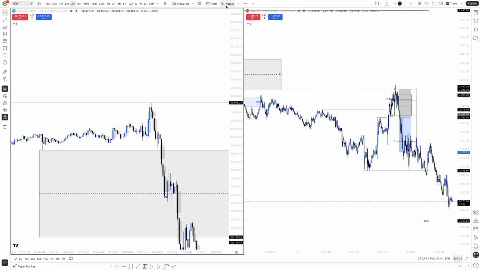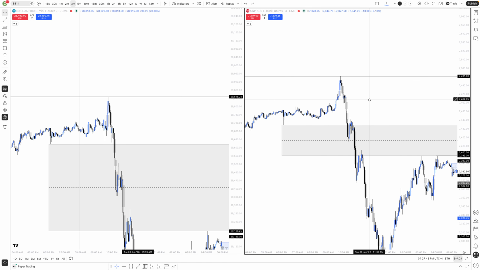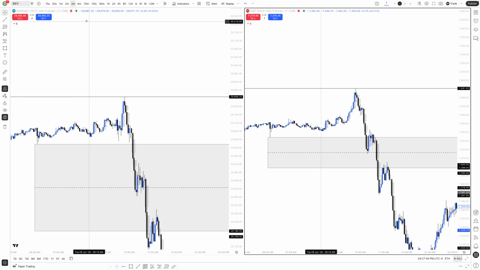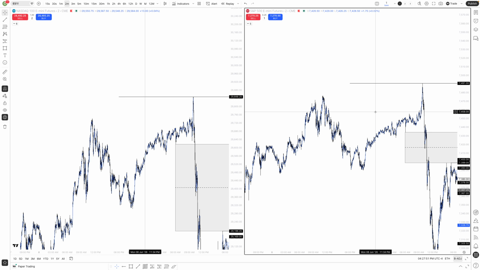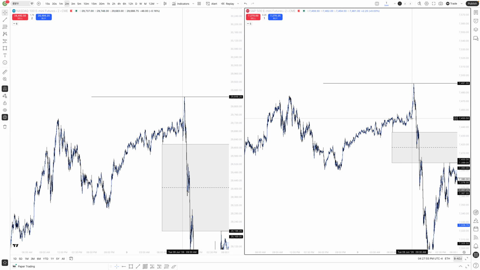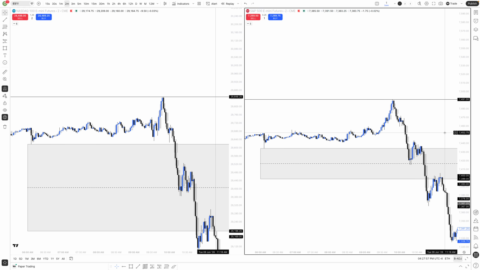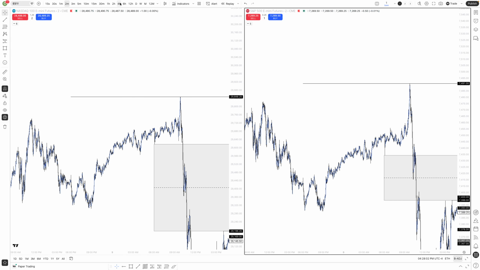Why is this not updating on both sides? Yesterday's trade was not that ideal, honestly. We come up and we sweep these highs here, and then we come down here. This is a 4-hour gap.